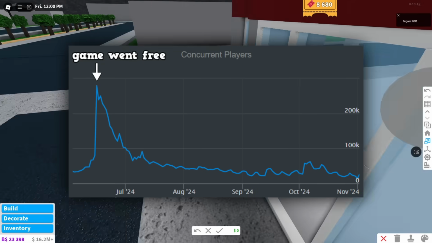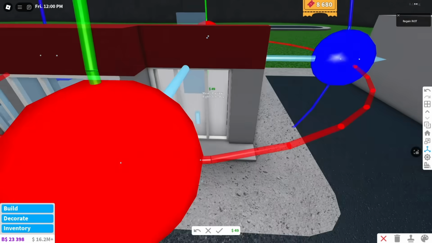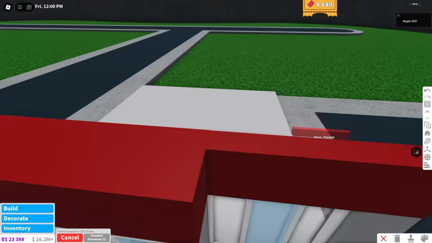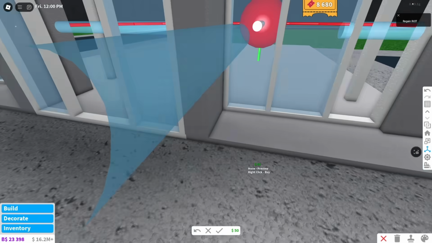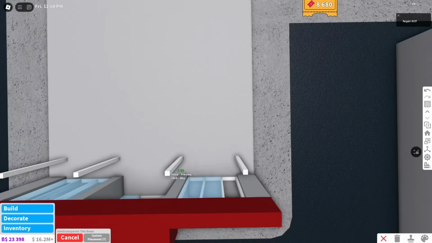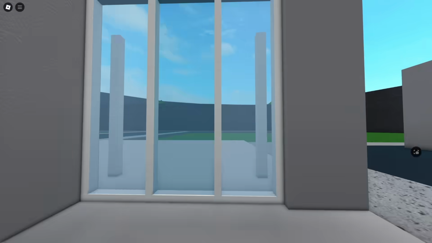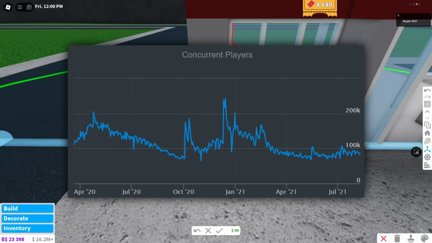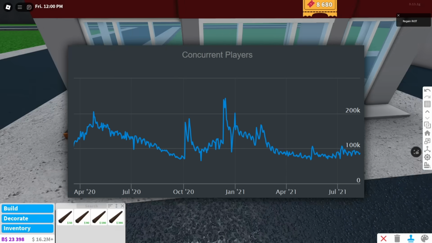Bloxburg's player count is still steadily decreasing. Over the past week, the game has hovered around 20 to 25,000 players during the day and 7,000 during the night. That's definitely not terrible, it's still a lot of people, but if you look back a few years, Bloxburg consistently pulled 50 to 100,000 players every day.